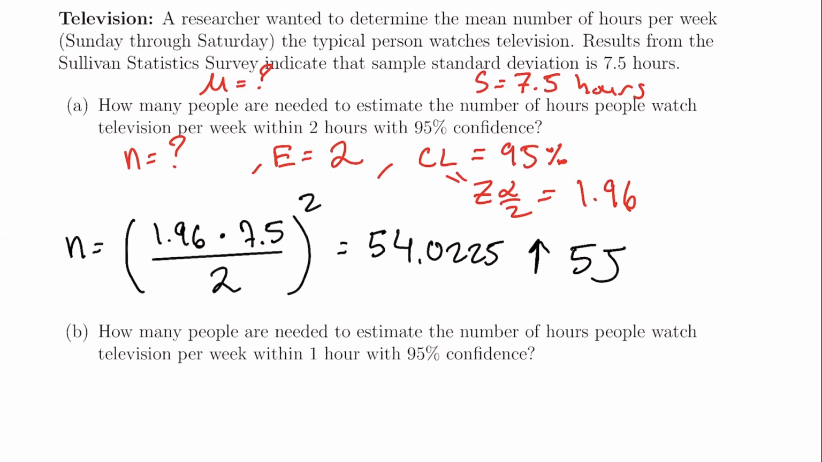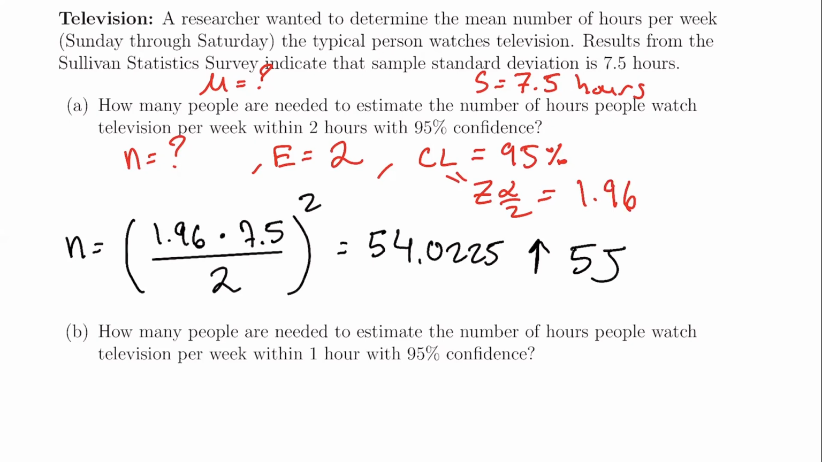All right, let's do B. For B, it says how many people are needed to estimate the number of hours people watch television per week within 1 hour with 95% confidence. If you look at A and B, they're exactly the same thing. They're asking for the same thing. The only thing they're changing is my margin of error.